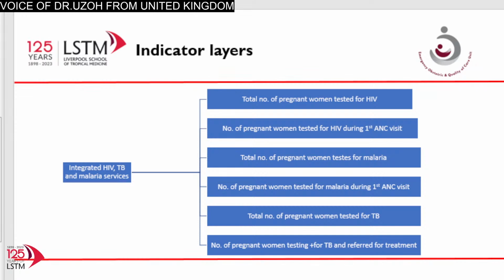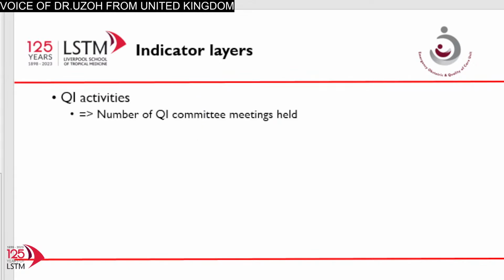Finally, for tuberculosis, we looked at total number of pregnant women tested for TB, and number of pregnant women tested for tuberculosis who tested positive for tuberculosis and were referred for treatment. And for QI, just the number of QI committee meetings held.